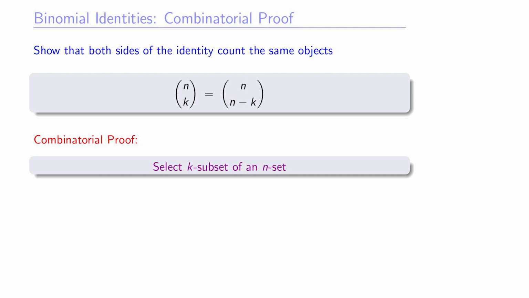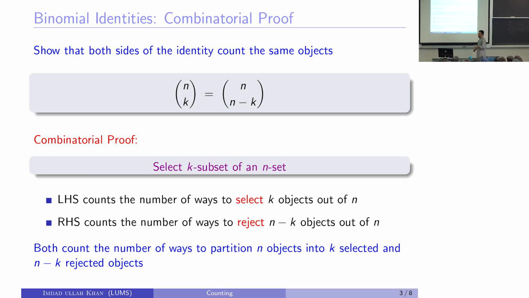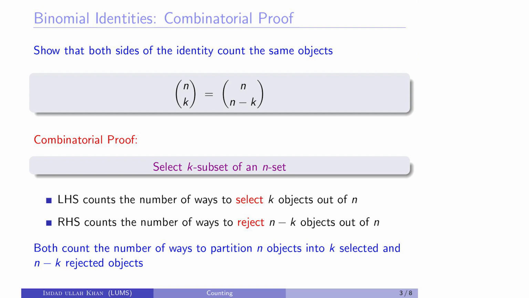Both of them are actually answers to the following counting question. How many k-subsets are there of an n-set? That's n choose k. That's the definition of n choose k, right? Now we can count k-subsets in two different ways, in many different ways, but let's see. One way of doing it is to choose k objects, select k objects out of these n objects. The number of ways to do it, by definition, is n choose k.